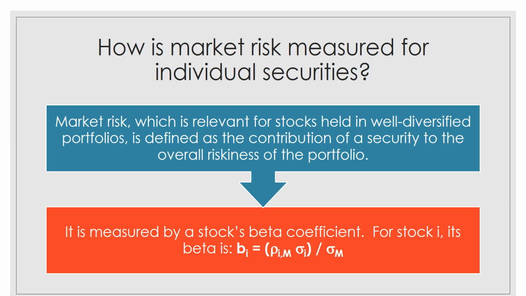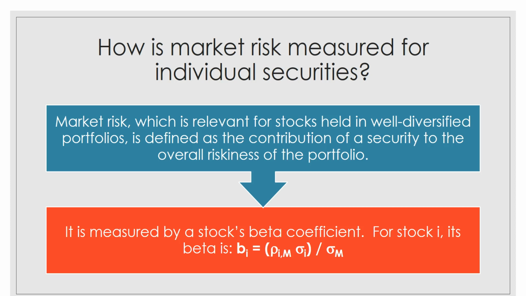Market risk, which is relevant for all stocks that are held in a well-diversified portfolio, is defined as the contribution of a security to the overall riskiness of a portfolio. So before we said that a well-diversified rational investor is going to care about how a particular security's risk affects their portfolio. A good measure of that is beta.